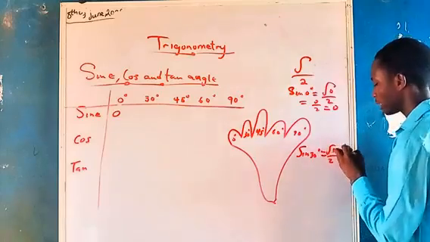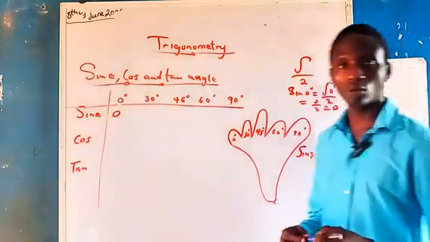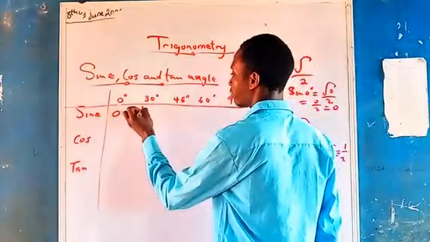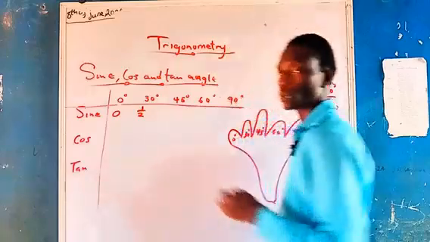What is the square root of 1? That's 1 over 2. Okay? The square root of 1 is 1, so we're having 1 over 2. So that shows I'm going to leave this in the fraction form, which is 1 over 2.